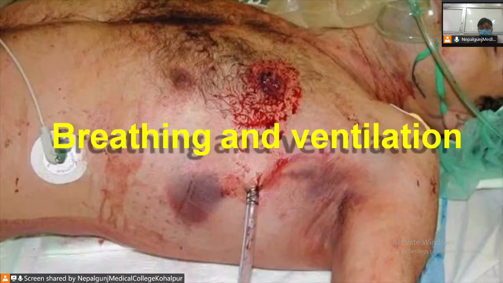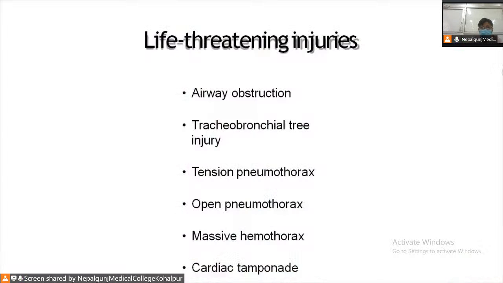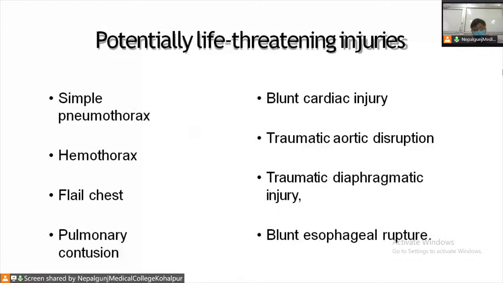respiration. Now, breathing and ventilation. Life-threatening injuries include airway obstruction. After that, there may be tracheobronchial injury, or tension pneumothorax, open pneumothorax, massive hemothorax, and cardiac tamponade. These obscure breathing and ventilation.